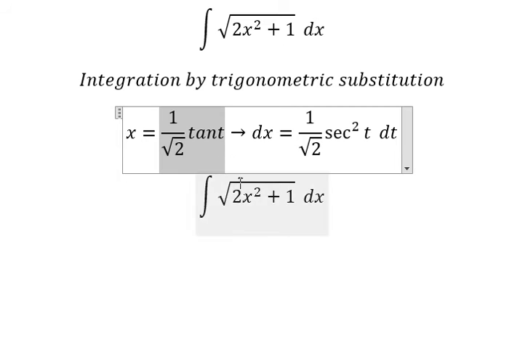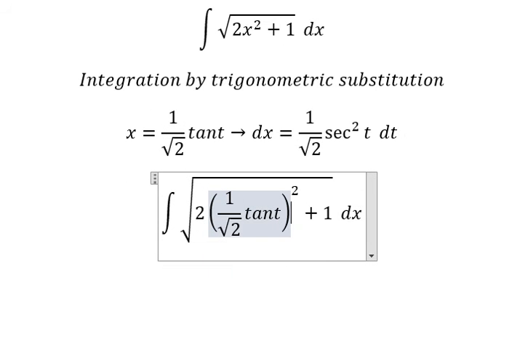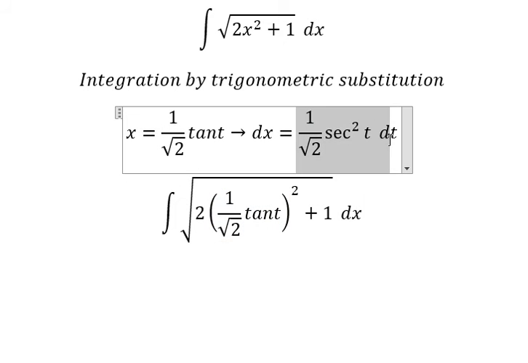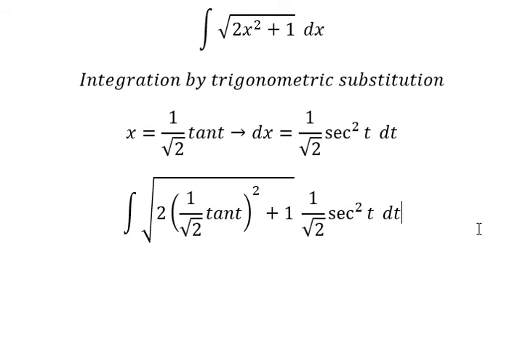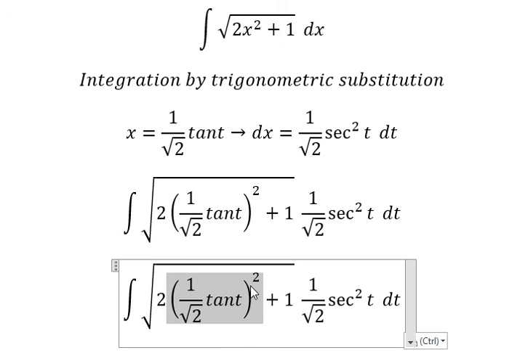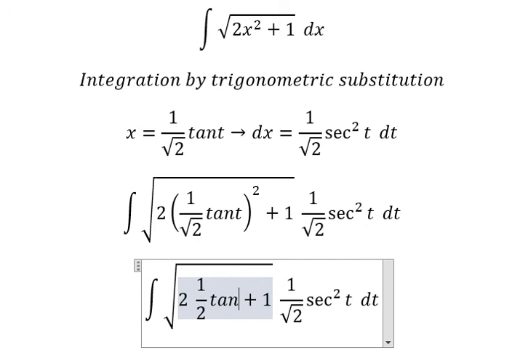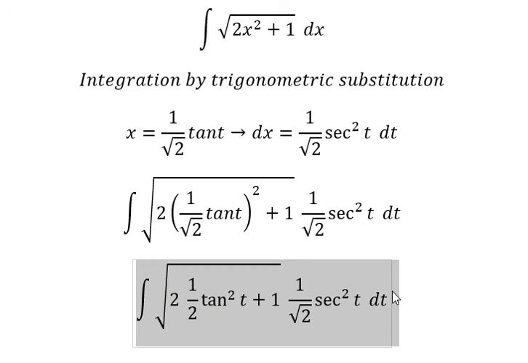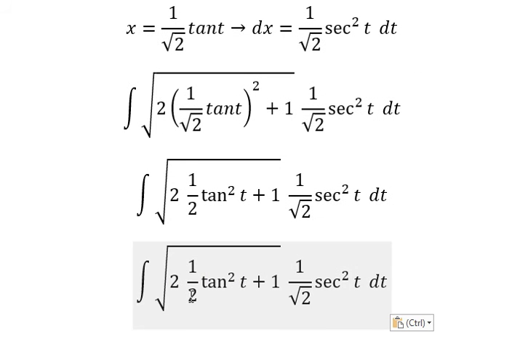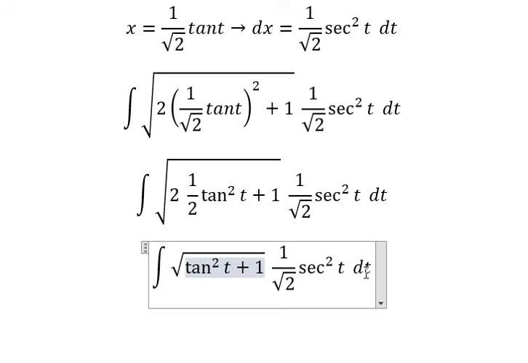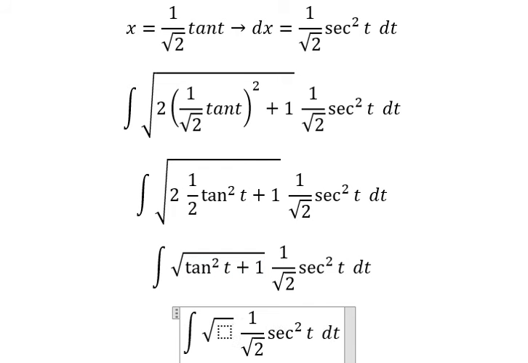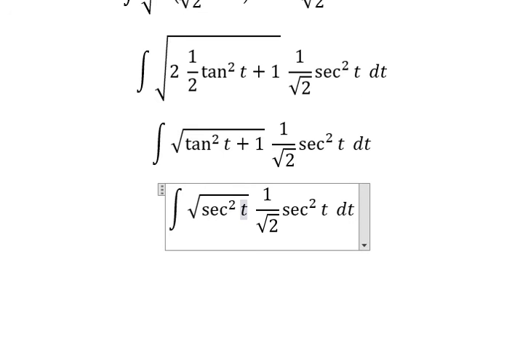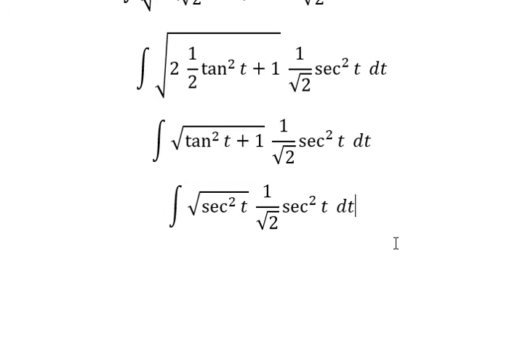So I will put this one in here. Then we change by this one. So we have 1 over 2 tan t squared, number 2 divided by number 2. Tan t squared plus 1, we change to secant of t squared. The square root of secant of t squared, you get secant of t.